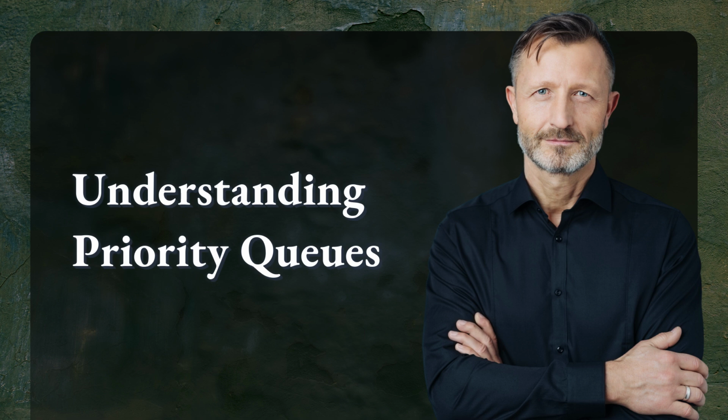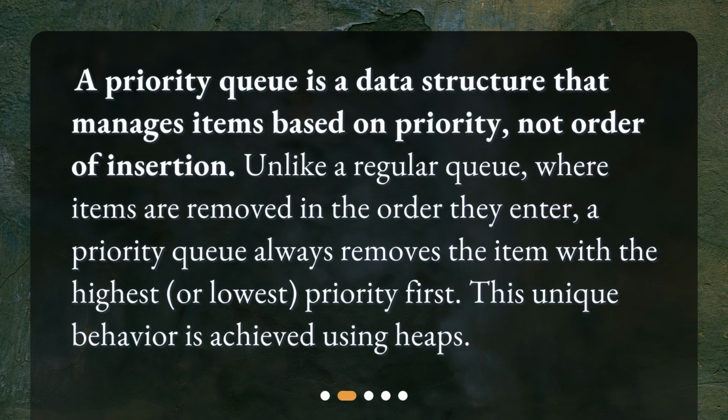Understanding priority queues. A priority queue is a data structure that manages items based on priority, not order of insertion. Unlike a regular queue, where items are removed in the order they enter, a priority queue always removes the item with the highest or lowest priority first. This unique behavior is achieved using heaps.